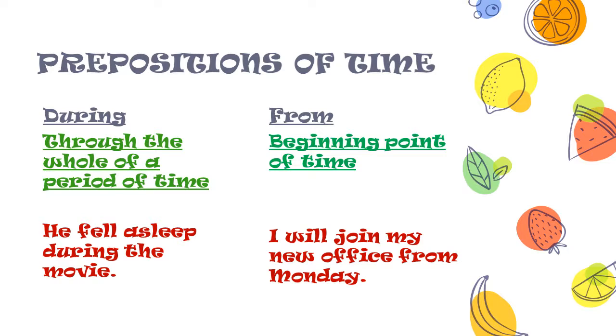From is most of the time used together with to. Like, the store will remain open from 9 a.m. to 6 p.m. So from is used to tell about the beginning point of time. Like, I'll join my new office from Monday, which means the beginning of the time is given here.